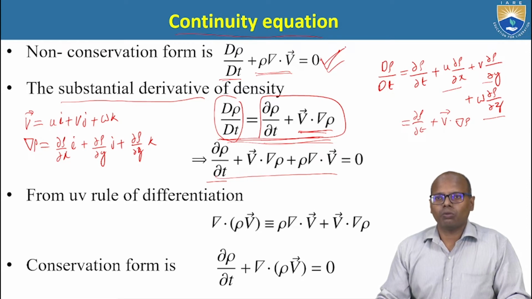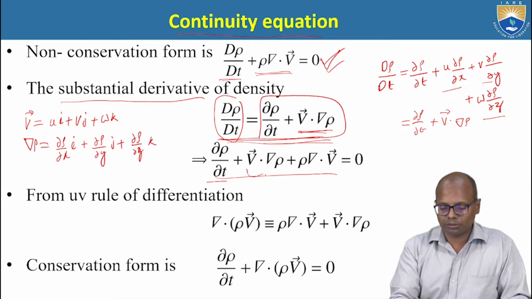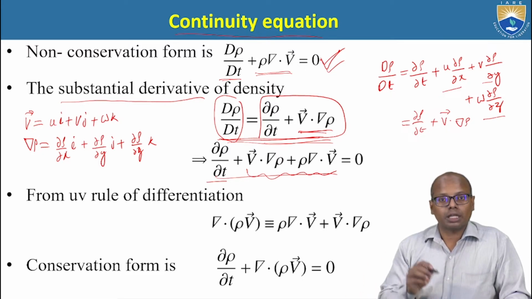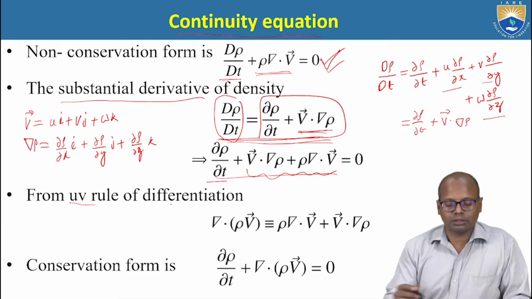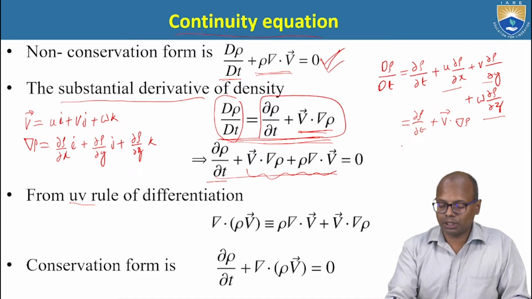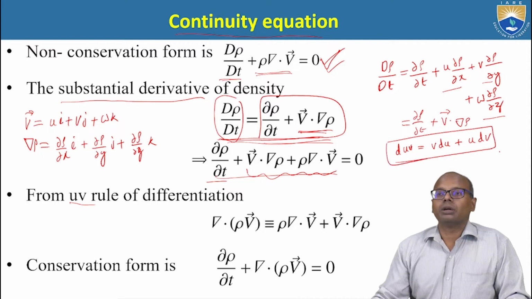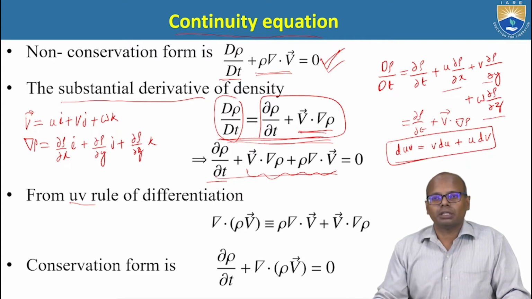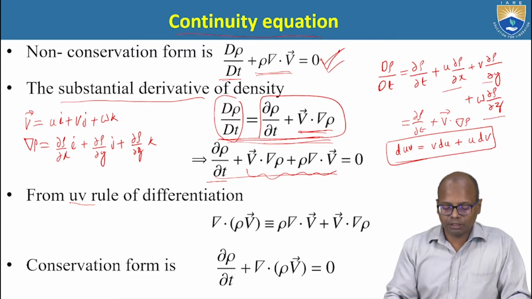Now what is happening? I have here two terms. Can I merge these two terms into one? Yes, that is done by the UV rule of differentiation. The UV rule of differentiation says, if I write a simple differentiation d of uv, I can write v du plus u dv. This is the UV rule for differentiation. The same thing I can apply here for del, the vector notation for differentiation.